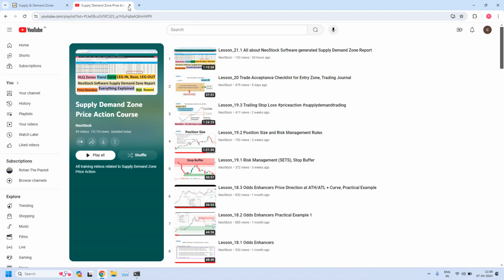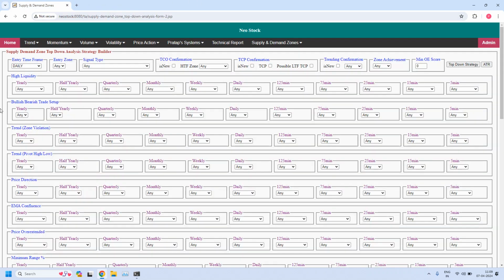Now let us get into the report generation with the help of NeoStock software, supply demand zone top-down analysis strategy builder. So the first report we are going to generate is the bullish trade setup for monthly income trade. In monthly income trade, the HTF, higher time frame, is monthly. The intermediate time frame, that is ITF, is weekly, and the lower time frame, LTF, also called the entry time frame, is daily. So that is the reason why we are selecting the entry time frame as daily.